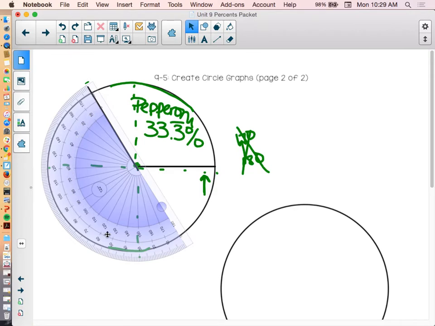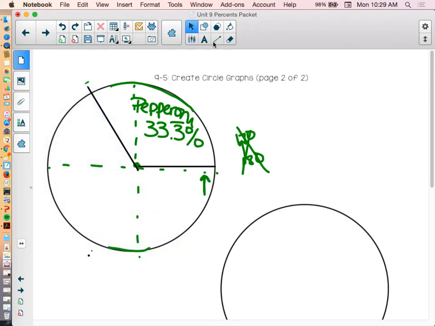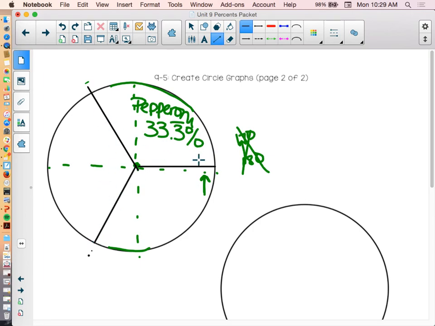The next one again is going to be 120. So I'm going to make a line at 120 or a little dot, whatever you want to do. And then you can move your protractor so that you can make the line. Use the protractor as your straight edge. Again, this isn't the best because I'm trying to use this computer tool, but I think you get the idea.